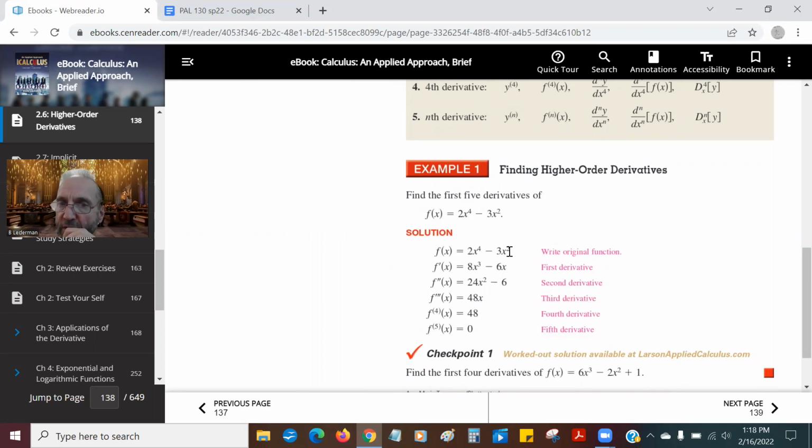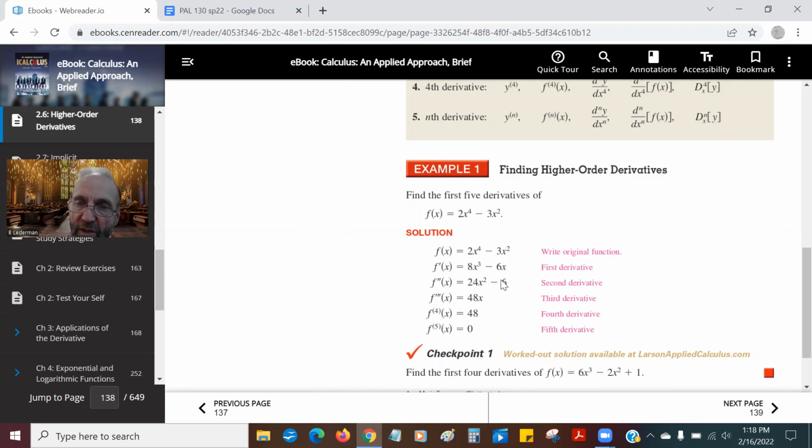Now when I take the derivative of that, that becomes 4 times 2, which is 8x to the third, because the exponent drops down 1. And this becomes 6x. That's it. So that's the derivative, but now we're calling that the first derivative. Now, if I take the derivative of the derivative, the derivative of x to the third is 3x squared. The 3 times 8 gives me 24x squared. And the derivative of 6x is just plain 6. So that's the second derivative.